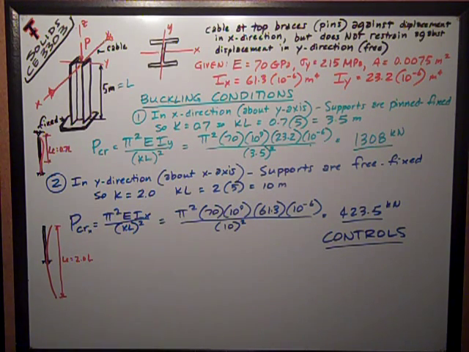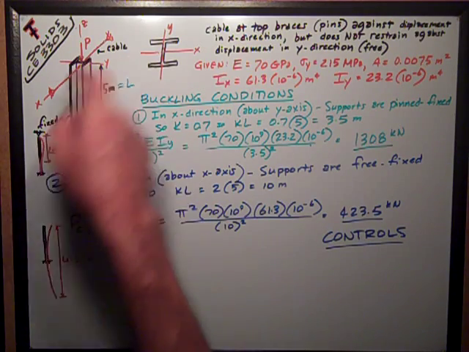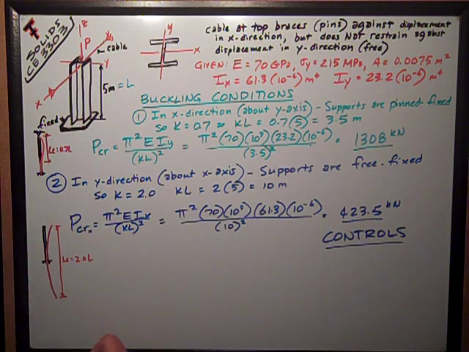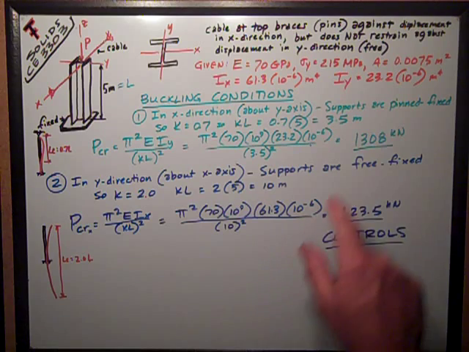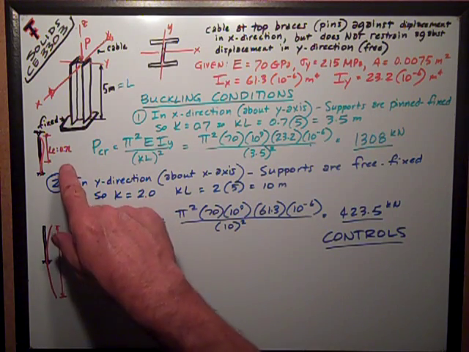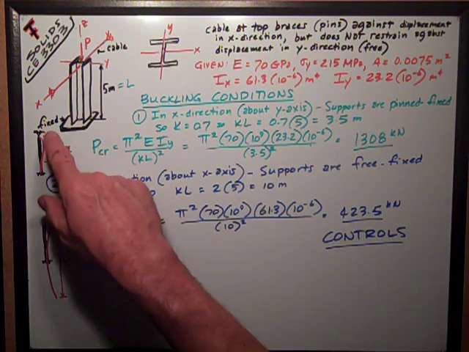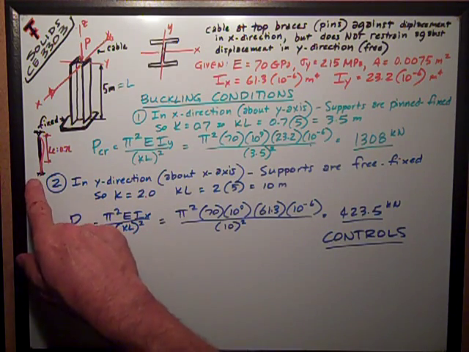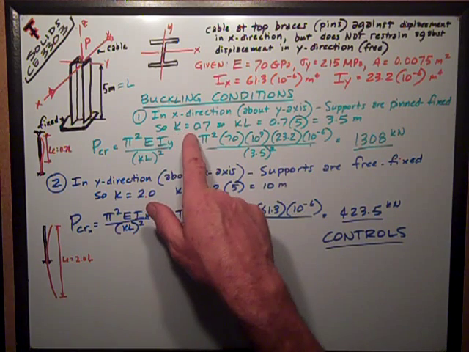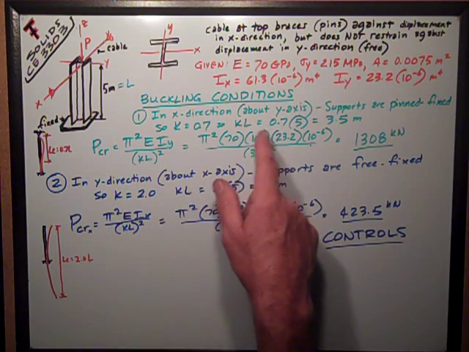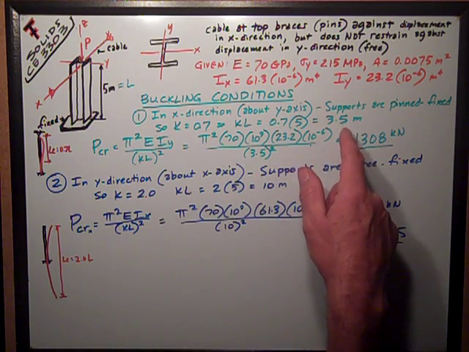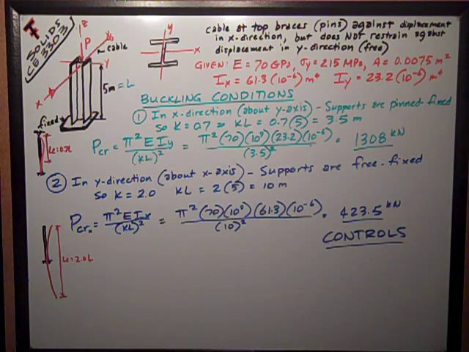Okay, we've got to analyze two different buckling conditions. One is in the X direction where it's braced, or bending or buckling about the Y-axis. In that direction, the supports at the top are like this over here. They're pinned at the top and fixed at the bottom. Therefore, the effective length factor K is equal to 0.7. So KL is 0.7 times its length, or 5. So its effective length is 3.5 meters.